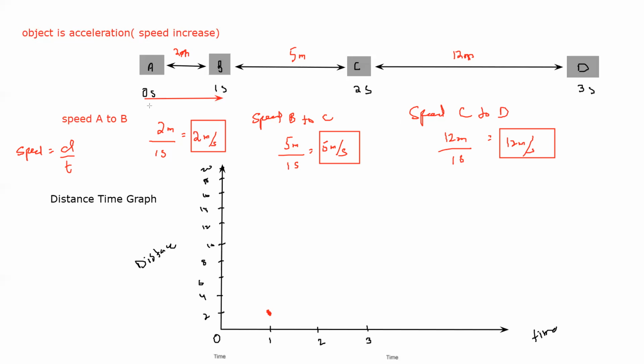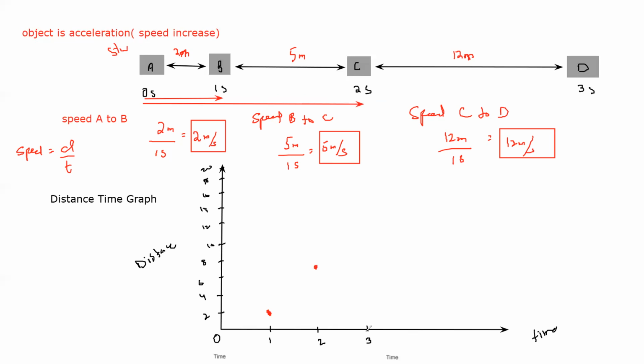Then after 2 seconds from the beginning, what is the total distance traveled by the object? The total distance from the starting point is equal to 7 meters. So after 2 seconds, the object covers 7 meters. So 7 will come between 6 and 8. So 7 will be here.